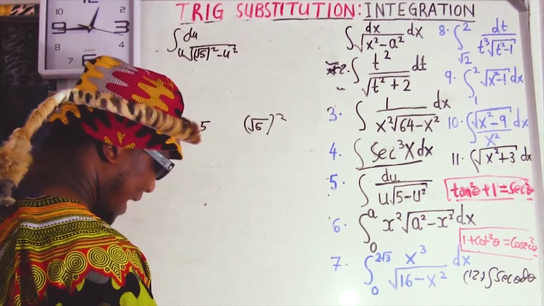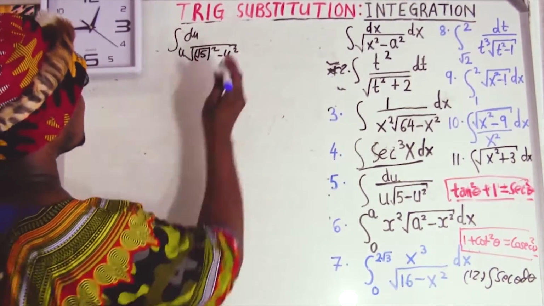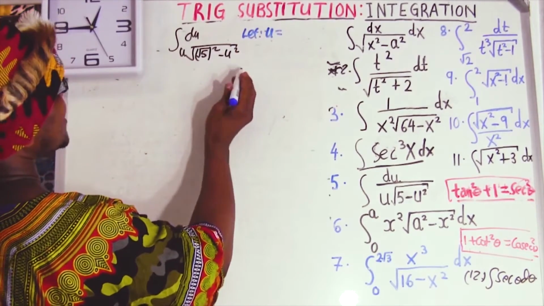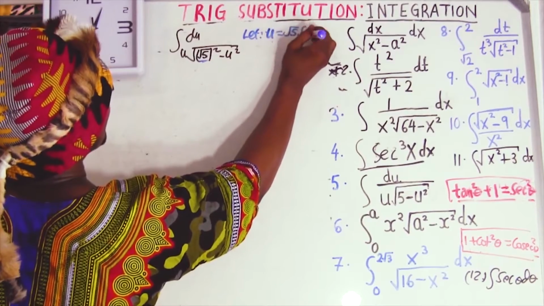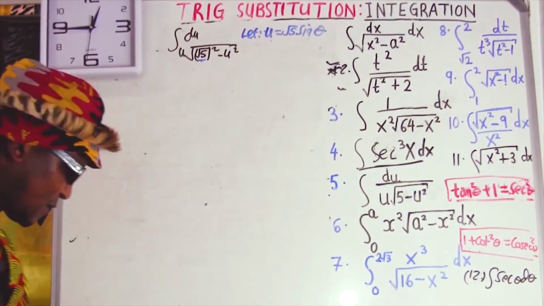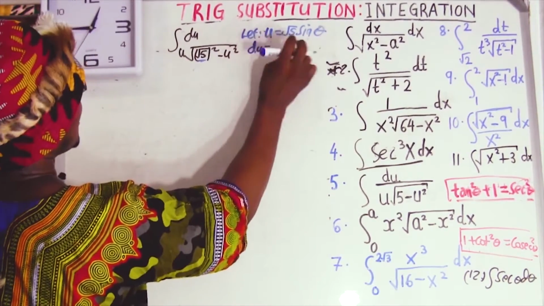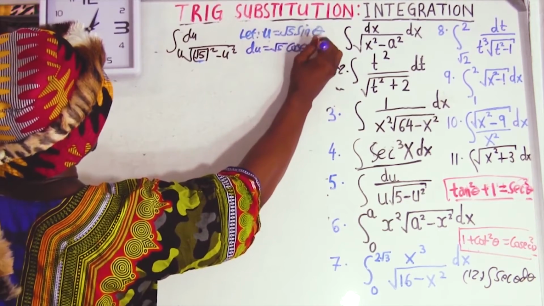So what we're going to do now, we can let u equal to square root of 5 sine theta. So take the number which is inside the bracket here, which is equal to 5. And then after that, we can differentiate. When you differentiate u, you get du. When you differentiate this, it gives you square root of 5 cos theta d theta.